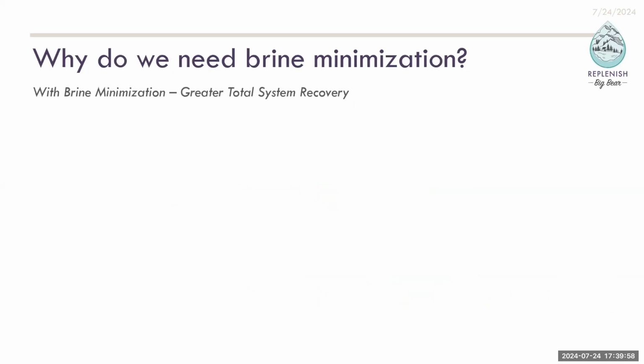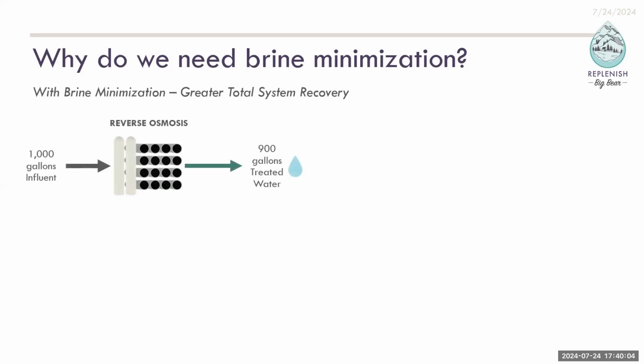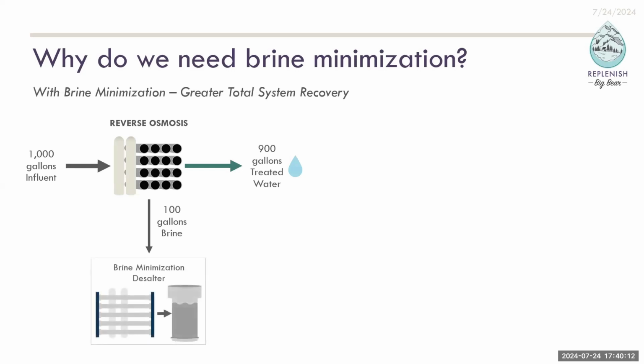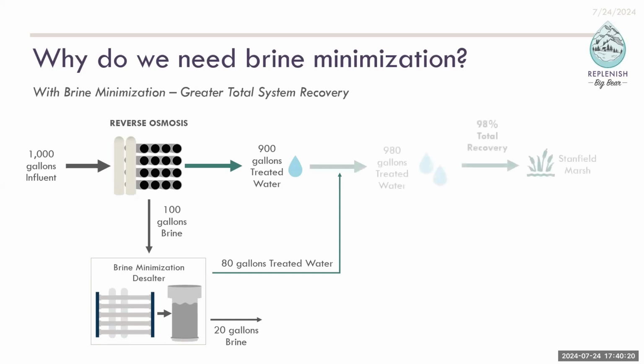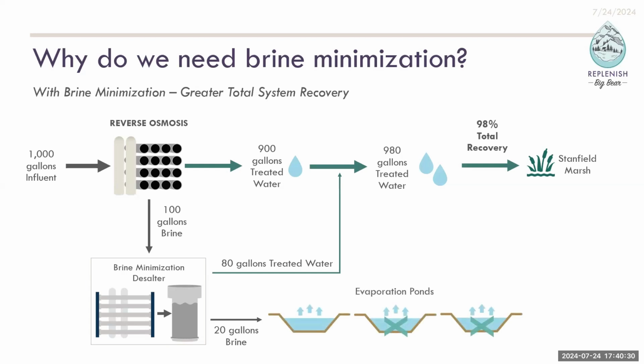If we go to a brine minimization process, which allows for a greater total system recovery, in this example, we take that 1,000 gallons of influent, we get the 900 out, and we're left with that 100 gallons of brine that we need to manage. If we use a brine minimization process like the one we piloted, we can recover more treated water. In this case, that 80 gallons gets us to that 98% total recovery. And at the bottom there, you see that 20 gallons of brine versus the 100 gallons we initially had to deal with, which allows for less infrastructure to manage that brine, and therefore less to haul out.